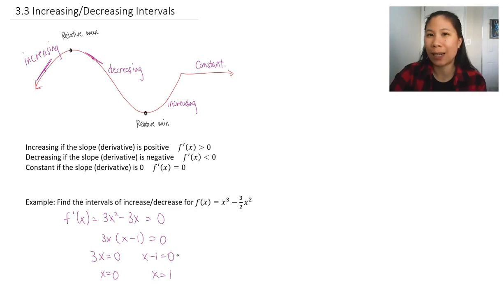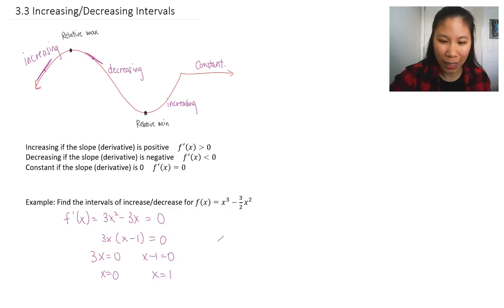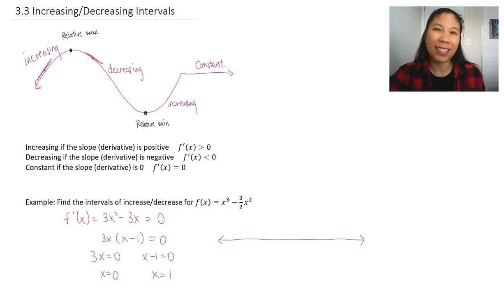Okay, so now that I have the points where it's going to change directions, now I need to figure out for the rest of the graph, everywhere else except for those points, is it increasing or decreasing? What we're going to do to help us organize our thoughts here is make a number line. So it's kind of like us graphing this out without actually graphing it.